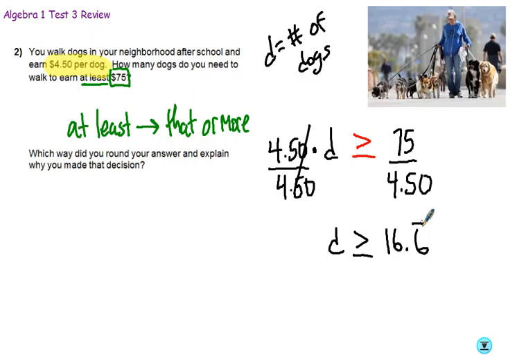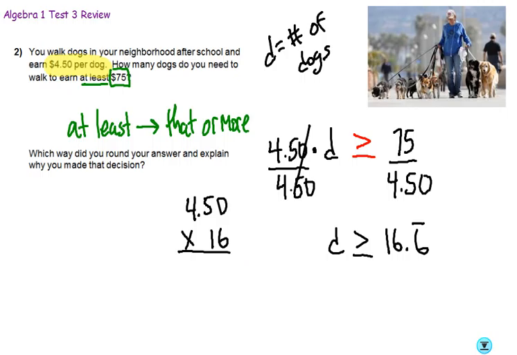Well, so there's kind of a problem. So how many dogs can I walk? Well, I can't walk 0.6 of a dog. Either I walk 16 dogs or I walk 17 dogs. So let's see kind of what the difference would be. Because maybe the question is, well, do I round down to 16 or do I round up to 17?